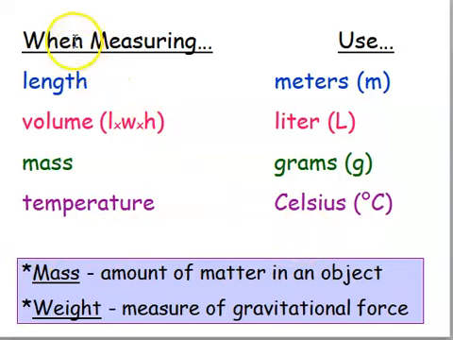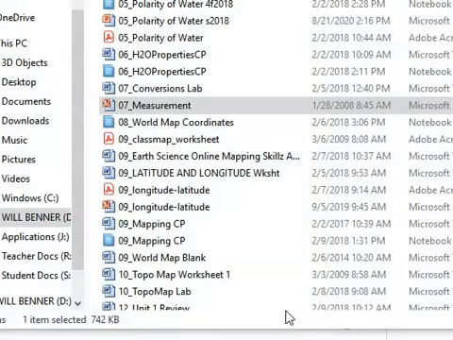All right, so things that you'll see commonly: length, we're usually going to measure that in meters or kilometers. Volume in liters, mass in grams or kilograms, and temperature in degrees Celsius. And just a reminder, mass is the amount of matter in an object, and weight is a measure of the gravitational force pulling on that object.